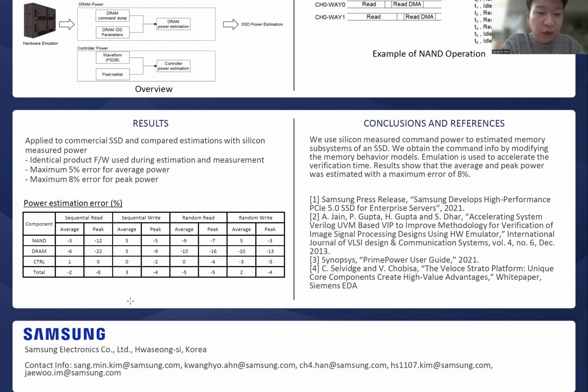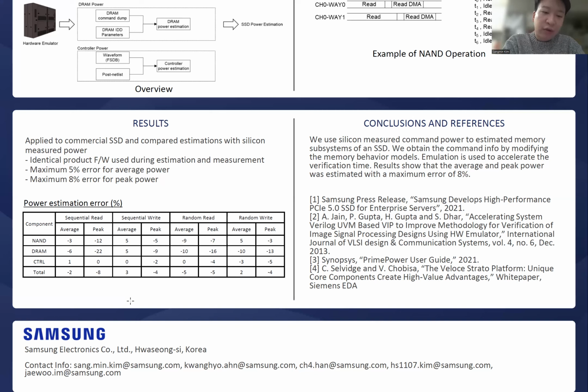We test 4 scenarios: sequential read-write and random read-write I/O operations. For average power, the maximum error is 5%, and for peak power, the maximum error is 8%. Since the peak power corner case could sometimes be not covered during simulation, the error of peak power is larger.